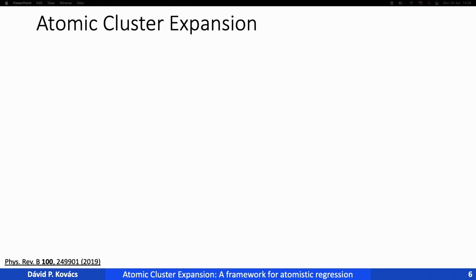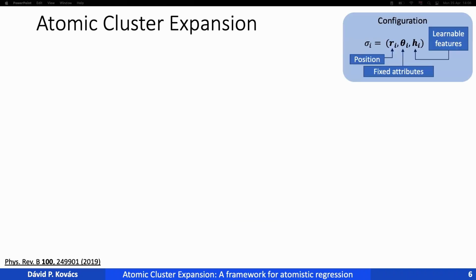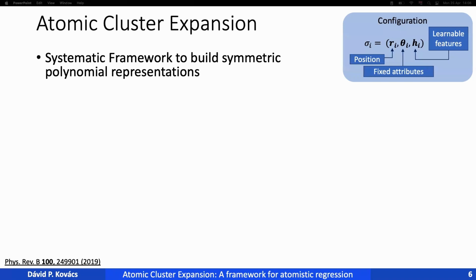So now I want to talk about atomic cluster expansion. It's just notation, as a reminder up there. Atomic cluster expansion is basically a very systematic framework, or a recipe, to build these polynomial features of atomic environments. This was published in 2019 by Ralph Drautz. And then our group started using it and building from it ever since.